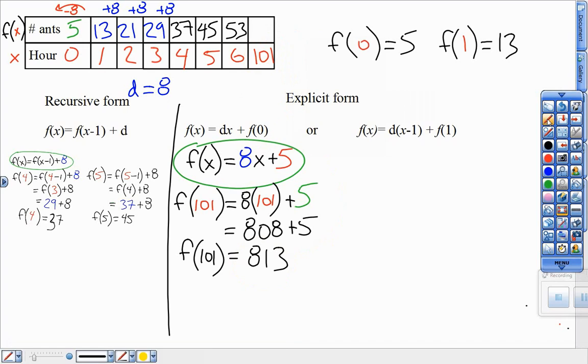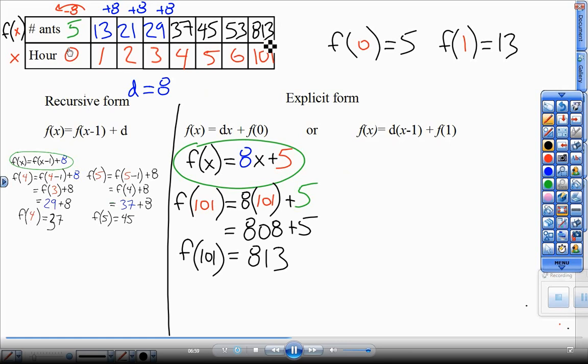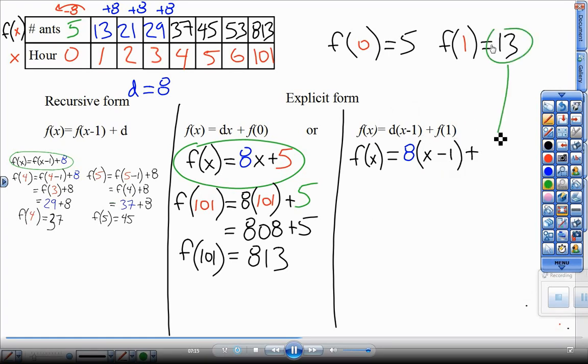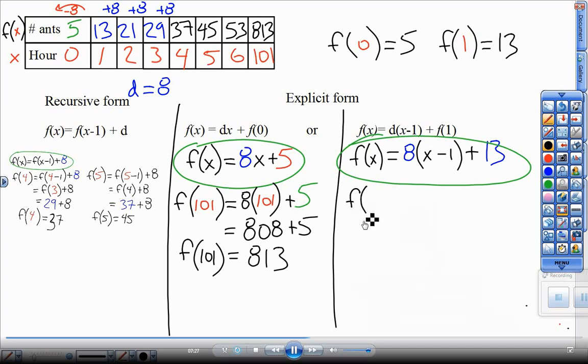I'm going to have you also find that value 813, but not using the 0 term in the sequence. We're going to shift over and use the first term, which that shift over to the right, we're going to write this as x minus 1. So I'm going to replace that d with 8. I'm going to put x minus 1 in there. I'm going to replace the first term with what it is, 13. That is the equation that I would use using the first term instead of the 0 term. These are equivalent.